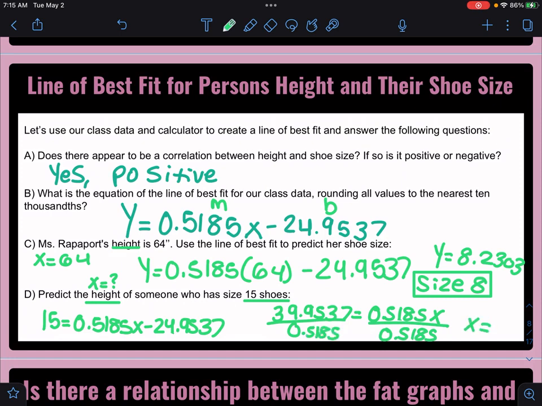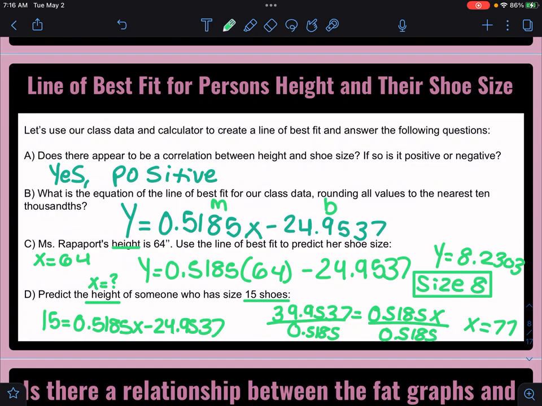And for x, I get 39.9537 divided by 0.5185. I get that x is 77. Rounded, it would be 77. So we could say that the height is 77 inches.